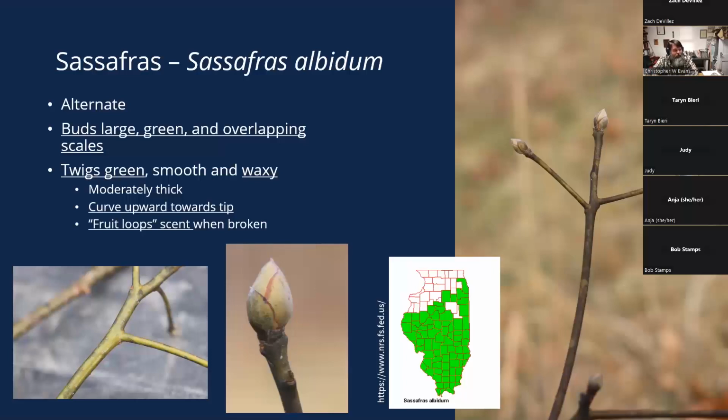And just like the dogwood, they typically curve upwards towards the tip. Each branch does. And then if you break open a twig or you scratch the bark of a twig, it's going to have a really aromatic smell. I say it kind of smells like Fruit Loops cereal, but it really stands out. And sometimes in the winter, you're going to have to, again, break a twig or really scratch that bark to get that smell. But it's very noticeable once you get it.